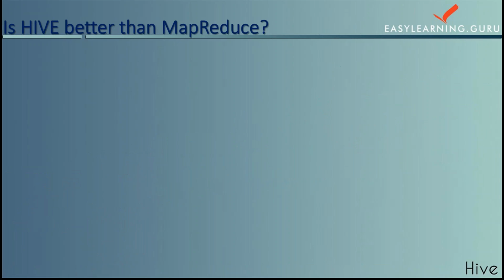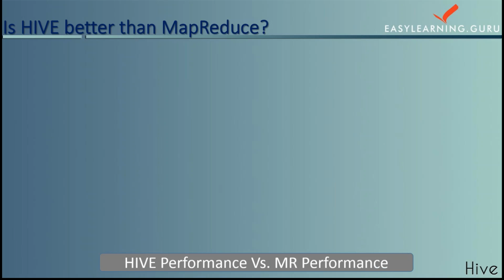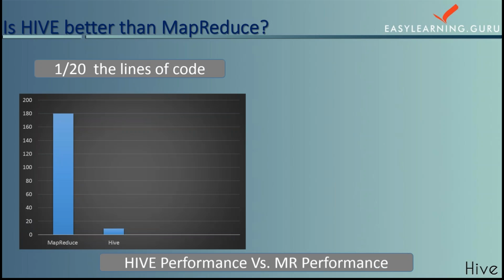Coming on to, is Hive better than MapReduce? Now, we'll check the performance of Hive versus MapReduce. If we consider the number of lines of code, LOC, for MapReduce and compare it with the lines of code for Hive, it is 1/20th. If we are going for MapReduce, we are writing 180 lines of code, whereas for the same procedure, or to analyze the same data, we just have to write 10 to 15 lines of code in Hive. So the lines of code are reduced to 1/20th in case of Hive.